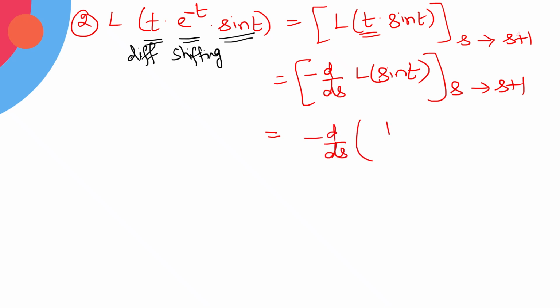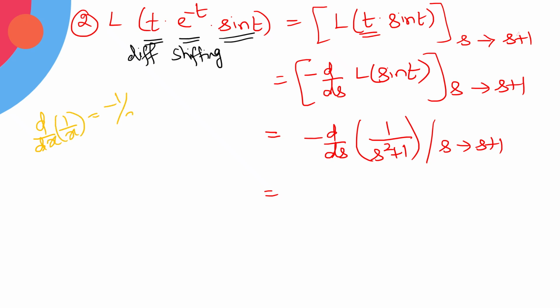According to our formula, it will be 1 by s square plus 1. Then you shift your s to s plus 1. So here, what is the differentiation of 1 by x? Differentiation of 1 by x will be minus 1 by x square. So here you will be having minus of minus 1 divided by s square plus 1 the whole square into, it is a chain rule.